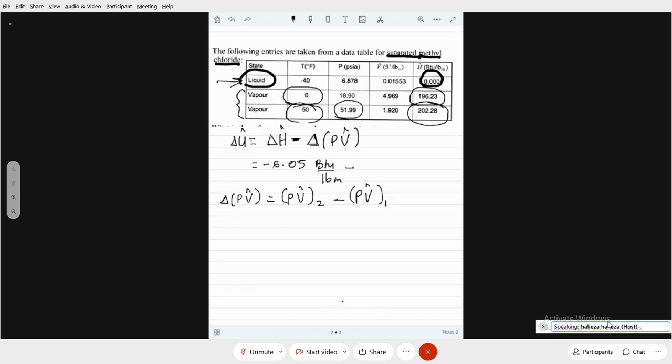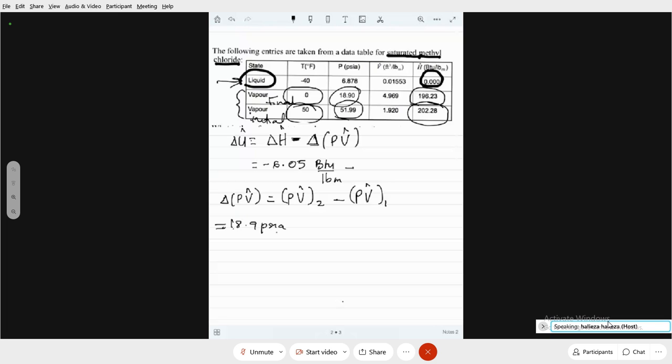Not sure why. Okay, your final state is 0. Your initial state is 50. Don't forget about that. So your tap pressure for the final is at what temperature? The pressure? 18, isn't it? 18.9 psi.